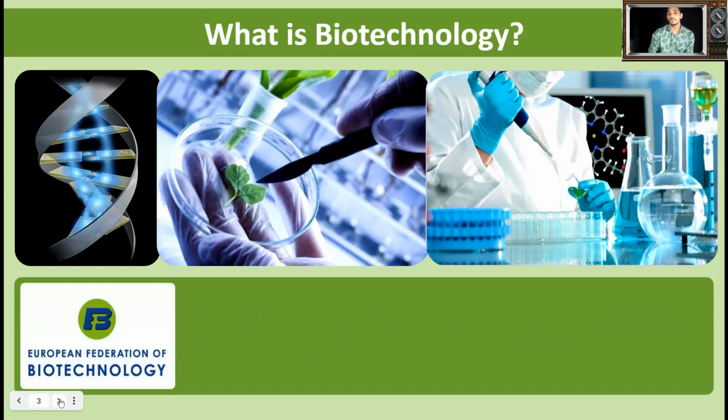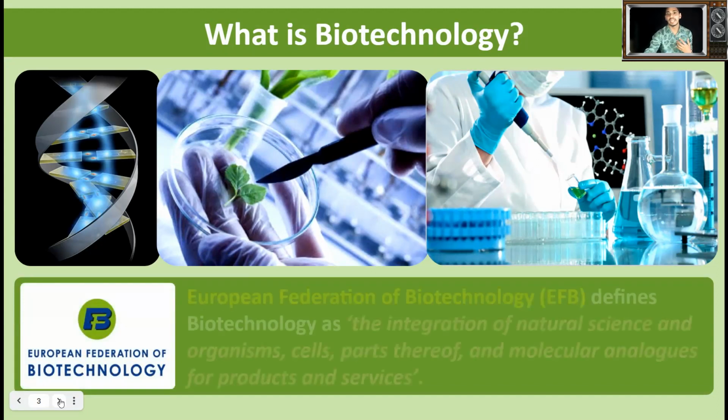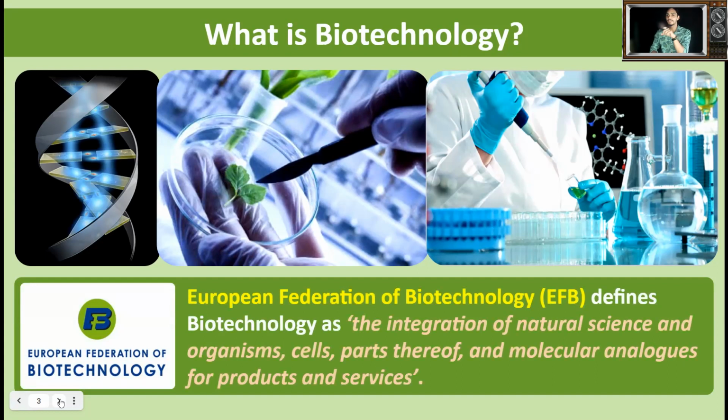According to the European Federation of Biotechnology, EFB, it defines biotechnology as the integration of natural science. What is integration? Something is there and you integrate it. It means you have an original plant, you create something, and you get a desired product whose production rate is much higher as compared to the original. So you are doing integration in natural science and organisms. Suppose I want insulin from E. coli. E. coli is a bacteria which we are using as a host cell. We will study it later on, but I'm just giving you the examples.